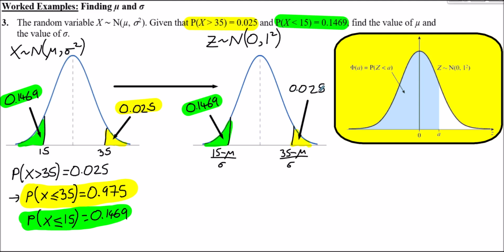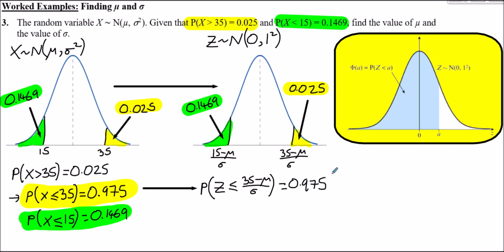So now we can think about how this codes. If we have a look at this one here, where it's 35 or less on the original normal distribution, then we can compare this to the standard normal distribution counterpart, which is this value here. So the probability of x being, sorry, not x because it's normal, the standard normal now is z, z being less than 35 minus mu over sigma, has to be less than 0.975.